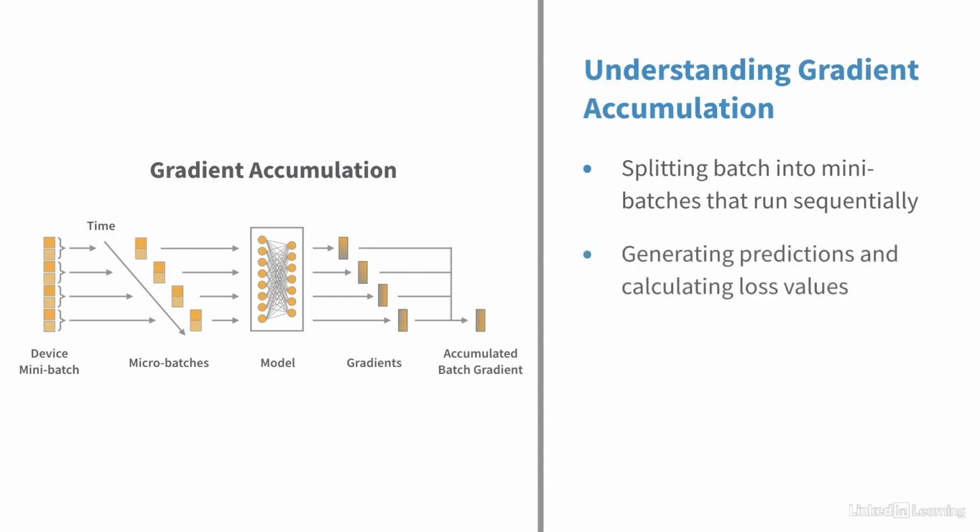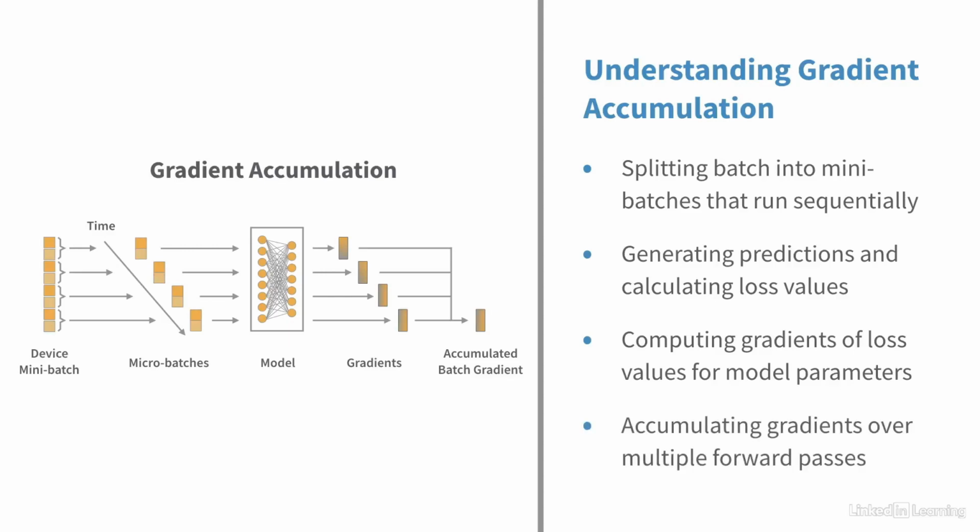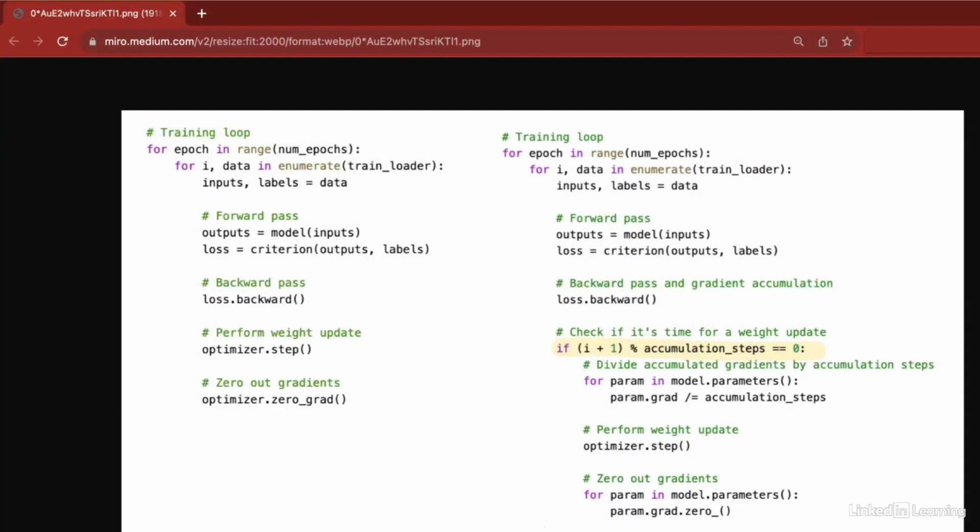During each forward pass, the network generates predictions for the samples and calculates the loss value at each sample. It then computes the gradients of those loss values with respect to the model parameters. Now, instead of immediately updating the model parameters, these gradients are accumulated over multiple forward passes. Here's what it looks like in code. On the left-hand side is the standard PyTorch training loop that you had learned about earlier. On the right-hand side is a modified training loop that uses batch accumulation.